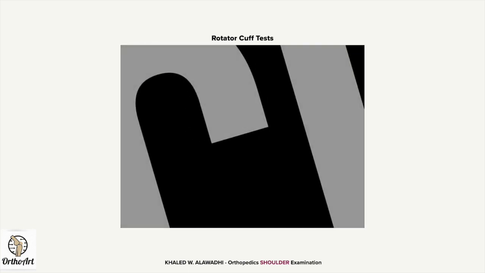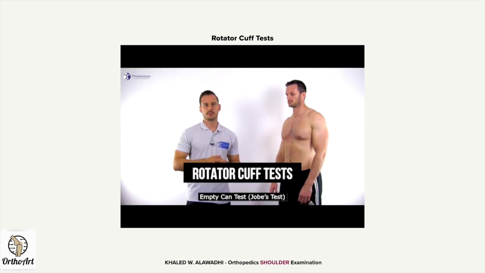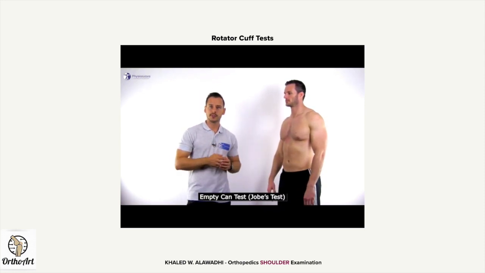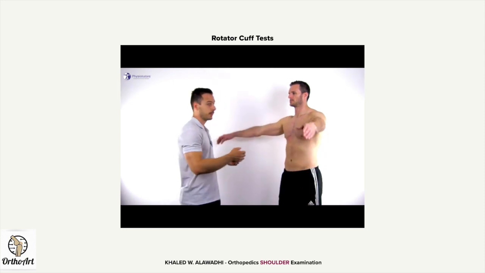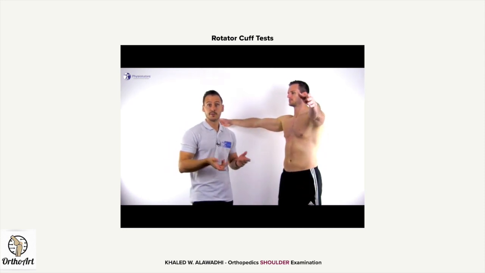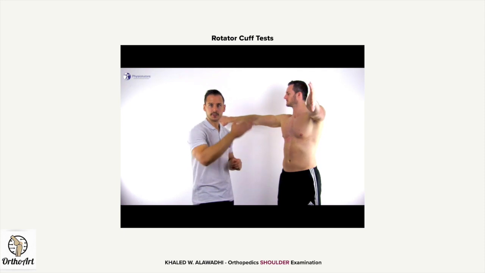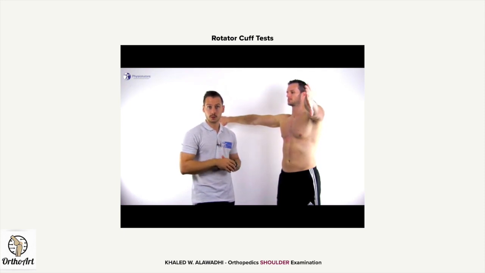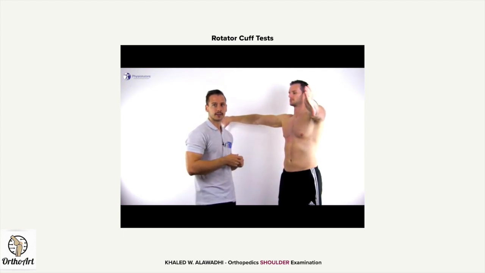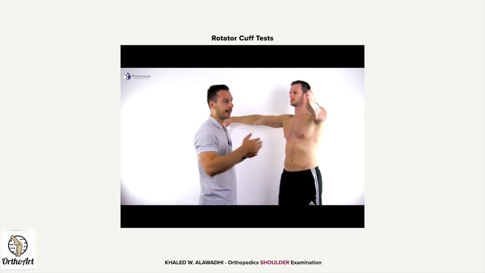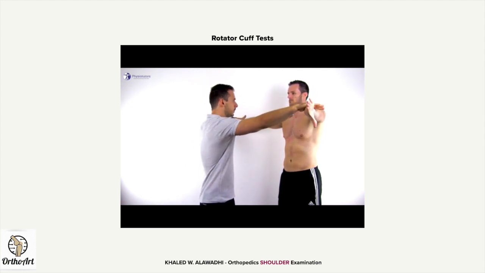So this is the video summary of the rotator cuff test. The empty can test: the patient is in standing or sitting position. The arms of the patient are elevated to 90 degrees in the scapular plane. The arms are then fully internally rotated so that the thumbs point towards the floor. The patient is then instructed to resist downward pressure applied by the examiner.